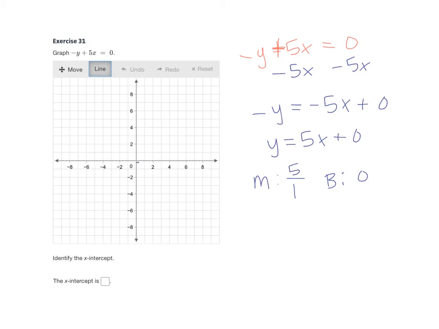So we're going to go right to the origin again, and then we're going to put this slope on, which is 5 over 1. Up 5, and right 1. Up 5, right 1. The inverse of going up 5, right 1 is going down 5, left 1. Down 5, left 1. So the line would look something like that. Identify the x-intercept. The x-intercept is 0.